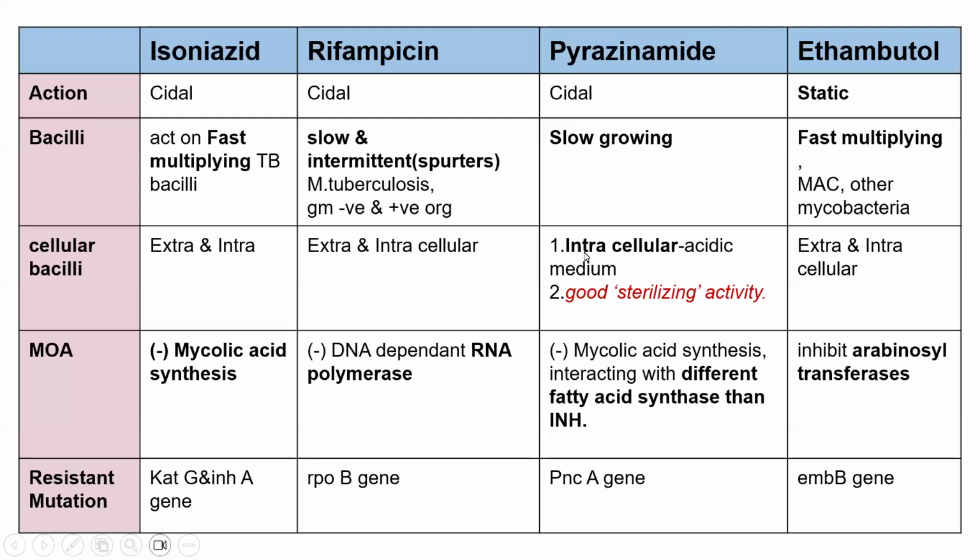Only intracellular, only extracellular. And mechanism of action, I have told you: mycolic acid inhibition by isoniazid, DNA-dependent RNA polymerase inhibition by rifampicin, the same mycolic acid but binding to a different fatty acid synthase enzyme by pyrazinamide, and inhibition of arabinosyl transferase by ethambutol. And resistance genes you have to remember for TB: KatG and inhA gene for isoniazid, rpoB gene mutation for rifampicin, pncA gene for pyrazinamide, and embB gene for ethambutol. So refer to this table for the main points.